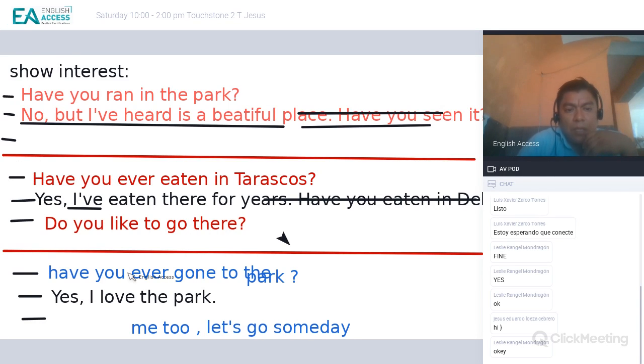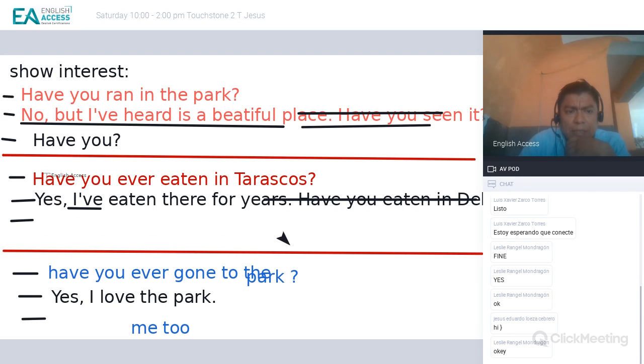Okay. The other response is: have you run in the park? No, but I've heard it's a beautiful place. What is the response? Have you? Okay, because the tense is I have, so it's have you. It's the same situation over here. Number 2. Have you ever eaten in Tarascos? Yes, I've eaten there for years. And the response is, have you? Yes. The next one, number 3.